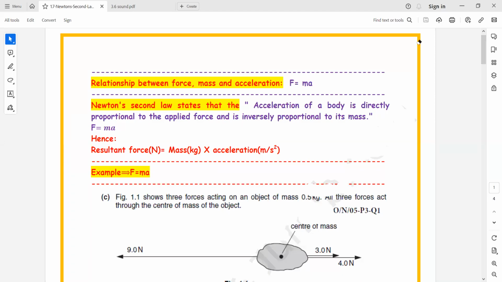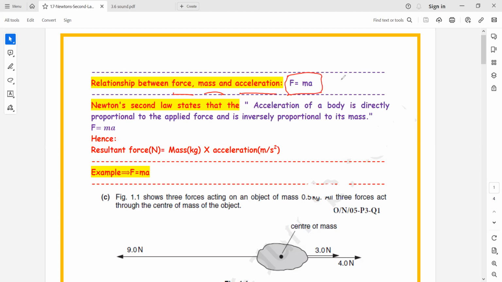Okay, students, today we'll start the class, and in this class we will discuss Newton's second law of motion. This is actually the relation between force, mass, and acceleration. The mathematical formula is F is equal to ma.